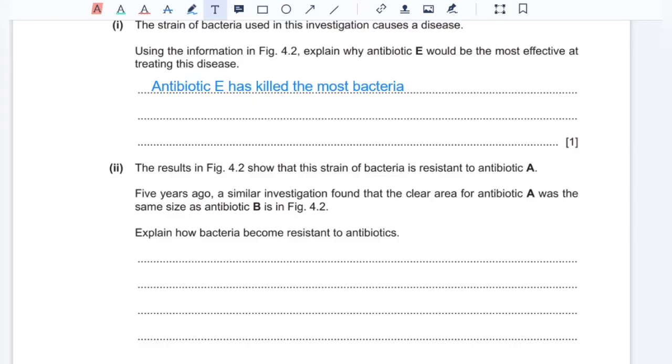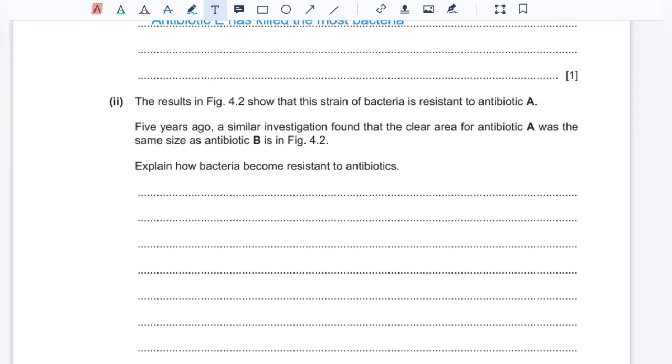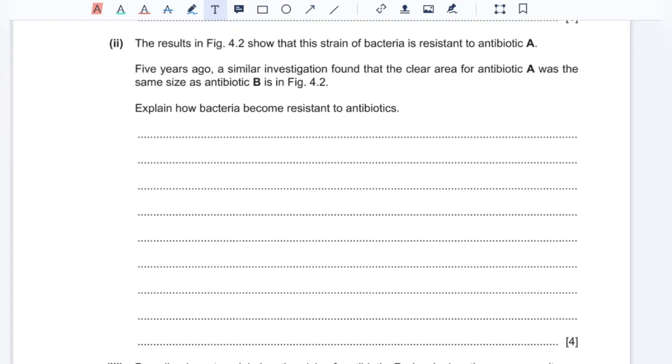The results in figure 4.2 show that this strain of bacteria is resistant to antibiotic A. 5 years ago, a similar investigation found that the clear area for antibiotic A was the same size as antibiotic B, meaning that 5 years ago, the bacteria were not resistant to antibiotic A, and antibiotic A was just as effective in killing them as antibiotic B is now. And you're supposed to explain how bacteria become resistant to antibiotics.